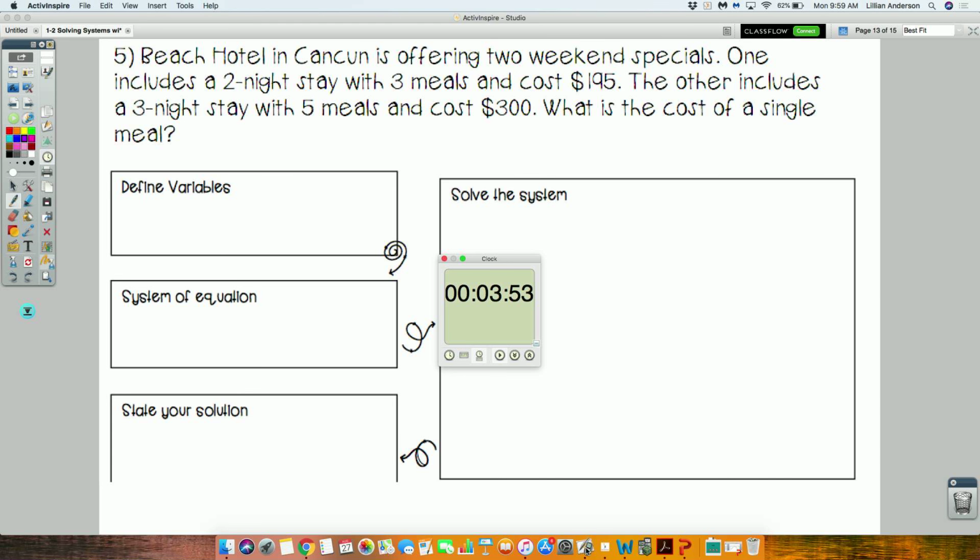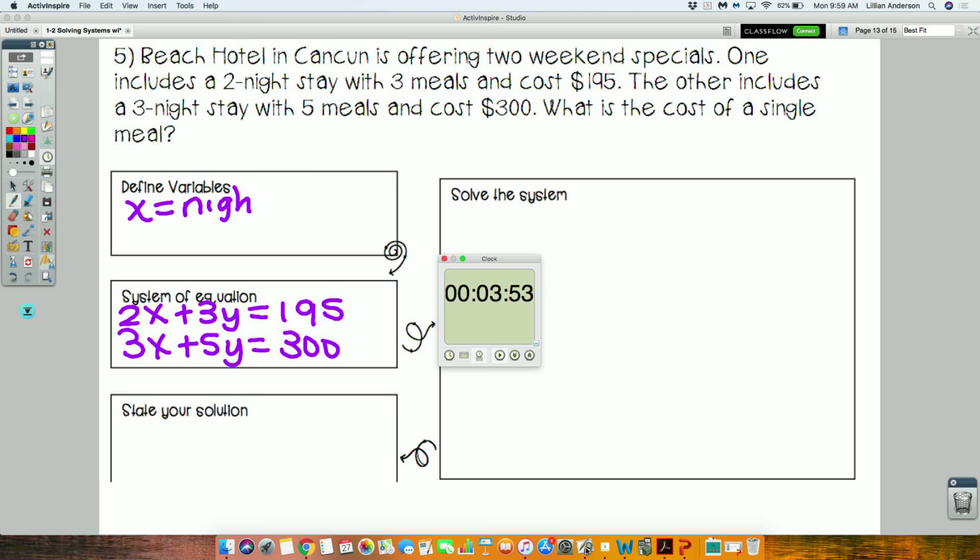Hey, Sonny, did you get the system? Not the answer, just the system. Just make sure everyone's on the same page. 2x plus 3y equals 195. 3x plus 5y equals 300. Okay, and what does X represent? The night stay cost. Okay, and Y? Meals cost. Awesome. Good stuff. Keep going.